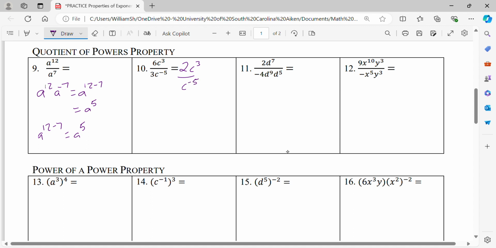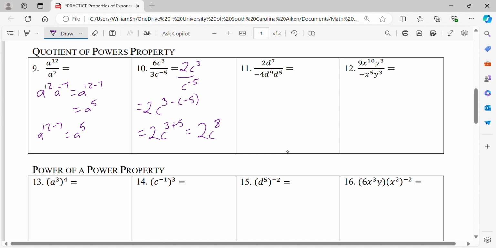Now, in this first one, what we did was subtract 12 minus 7. Here, my exponent on the bottom is already negative. So technically what I'm doing here is doing 2 c to the 3rd minus a negative 5. When I move that negative 5 up, we know that minus a negative turns into a positive. So I'm really looking at 2 times c to the 3 plus 5, where 3 plus 5 is 8. So my answer is 2 times c to the 8th. A few little extra steps there, but not too bad.